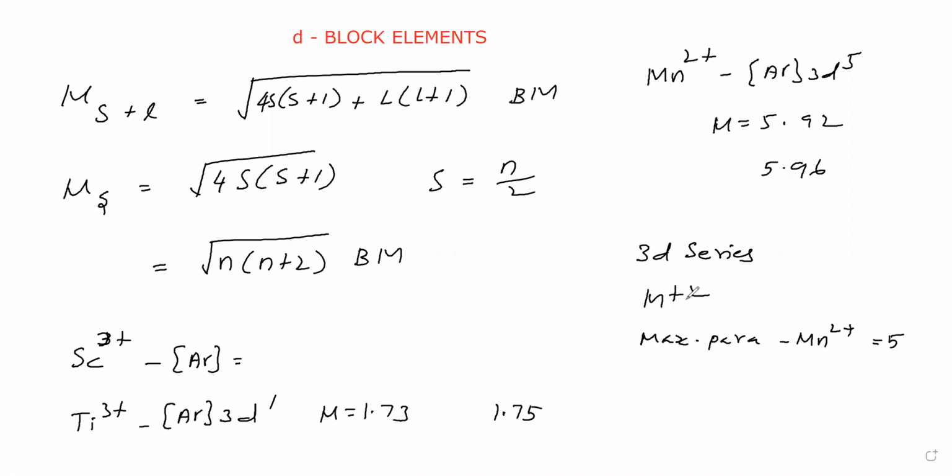Next, Cu2 plus salts and Cu plus salts. Cu2 plus salts are paramagnetic. Cu plus salts are diamagnetic. Why is it so? Cu plus 2 configuration is argon 3d9. Cu plus configuration is argon 3d10. So 3d9 means one unpaired electron is there, therefore paramagnetic. 3d10 means no unpaired electrons, therefore diamagnetic.